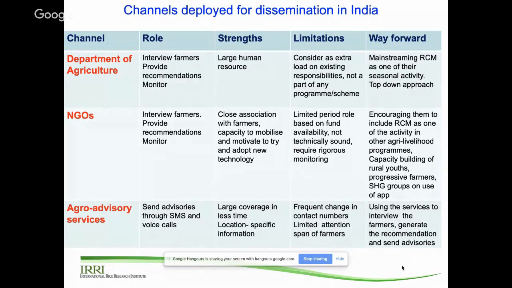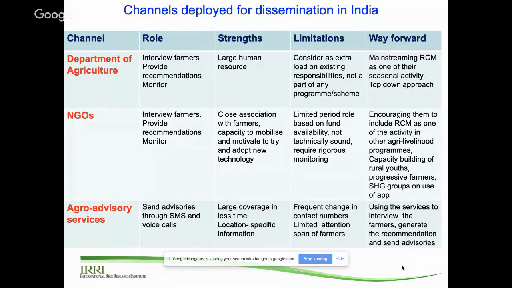But we still feel that if we encourage them, and if they see the benefit of using these digital tools, they are happy to include them in their own programs. They are also a key to include the self-help groups, progressive farmers, and rural youth in developing entrepreneurships around digital extension services and agro-advisory services.